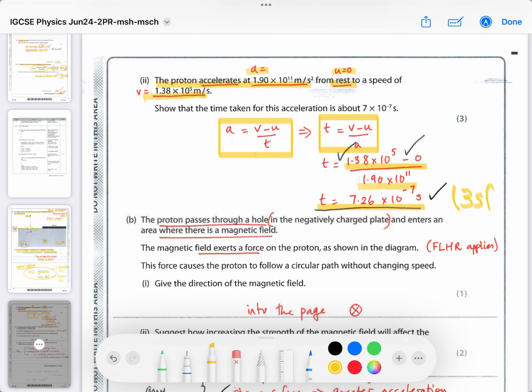I've given it to 3 significant figures, okay, which I think is valid because the data provided is 3 significant figures. So this is, again, a show that question, I forgot to mention that. Show that it is about 7 times 10 to the minus 7 seconds. So you go from 3 significant figures to show that it is approximately equal to 7.